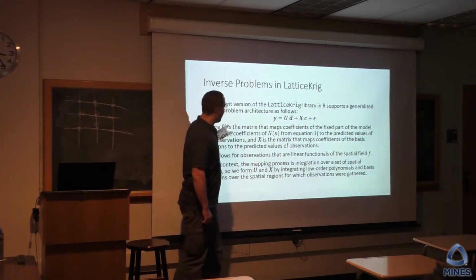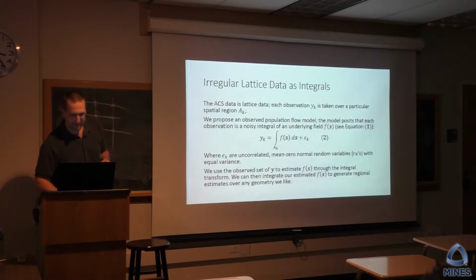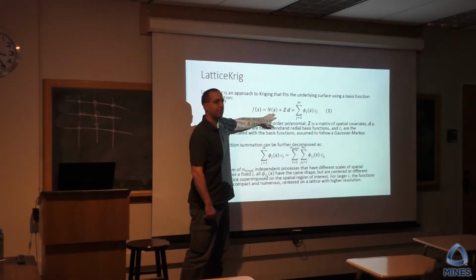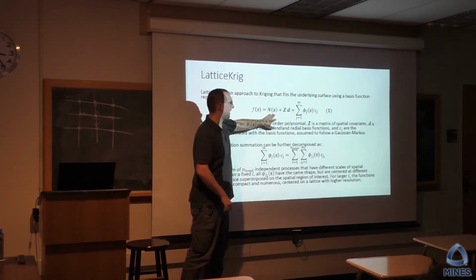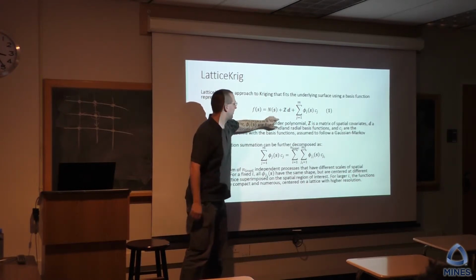U is just a mapping matrix for the coefficients of the fixed part of the model. So in the case that I gave here, those are the coefficients for n of s. So if you're just doing a simple linear function over two-dimensional space, you have three coefficients, right? The constant, the x term, and the y term. So in that case, U is going to have three columns, one for each of those components.